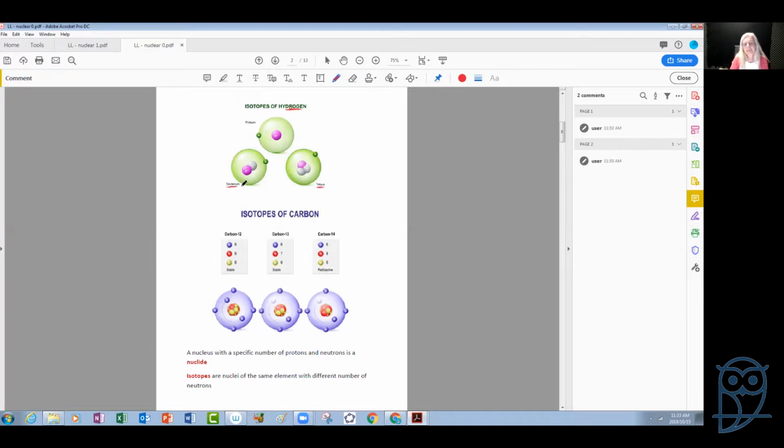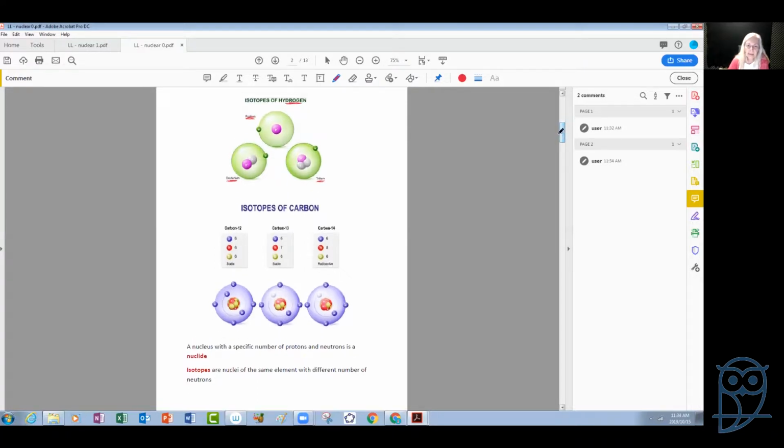Deuterium is the isotope of hydrogen that we find in heavy water that is used in nuclear reactors and so on, to moderate the reaction. But protium is the most common isotope in nature, the most common hydrogen that we find in nature. And here we have, again, some examples of isotopes of carbon.